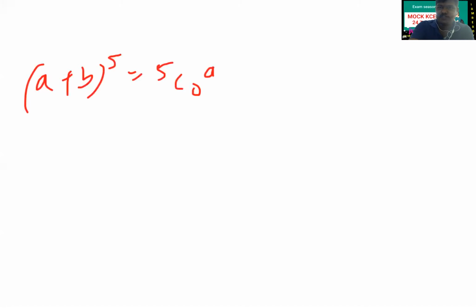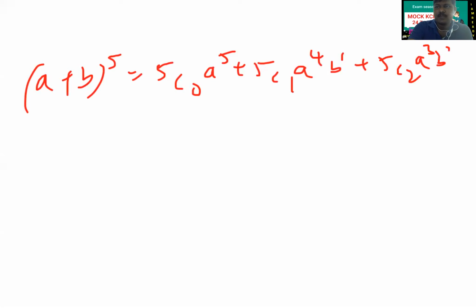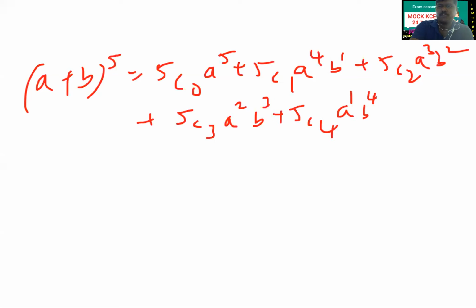Now, my dear students, one simple example. A plus b whole power 5 is there. How to expand this? 5c0 a power 5 plus 5c1 a power 4 b power 1 plus 5c2 a power 3 b square plus 5c3 a square b cube plus 5c4 a power 1 b power 4 plus 5c5 b power 5. Correct?